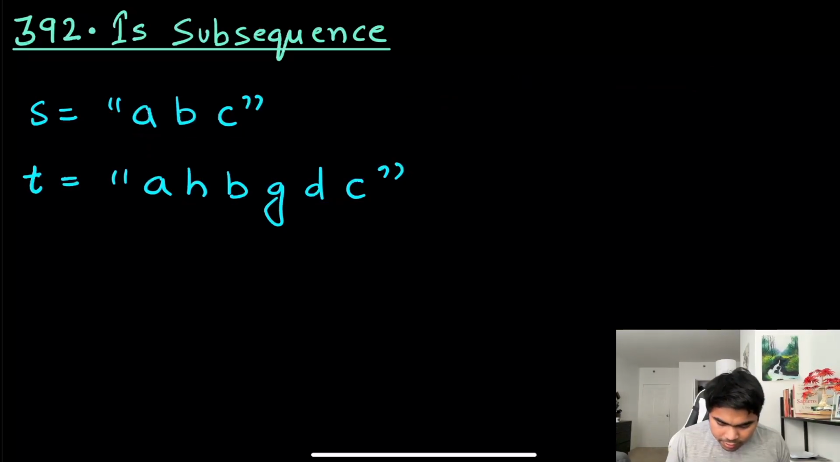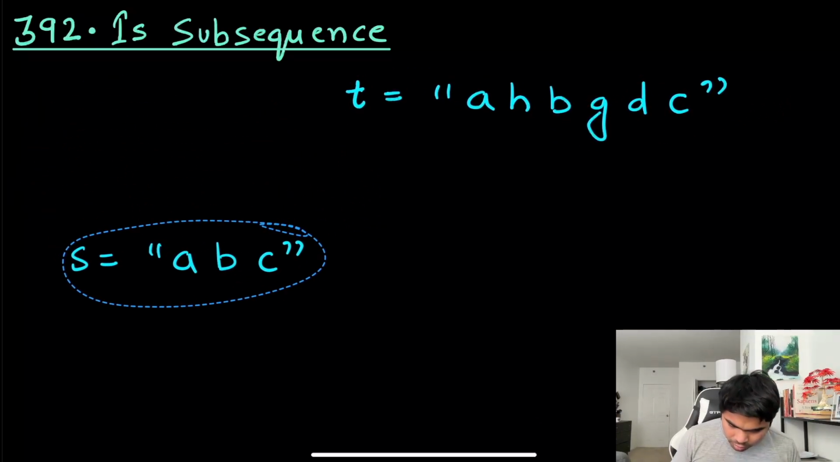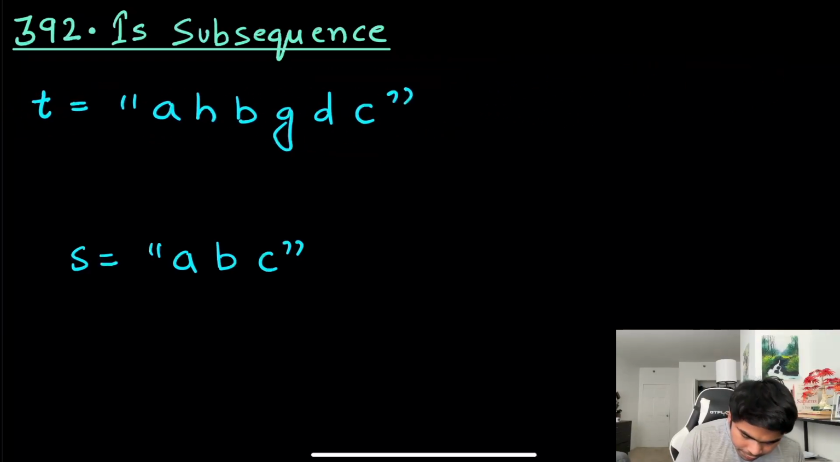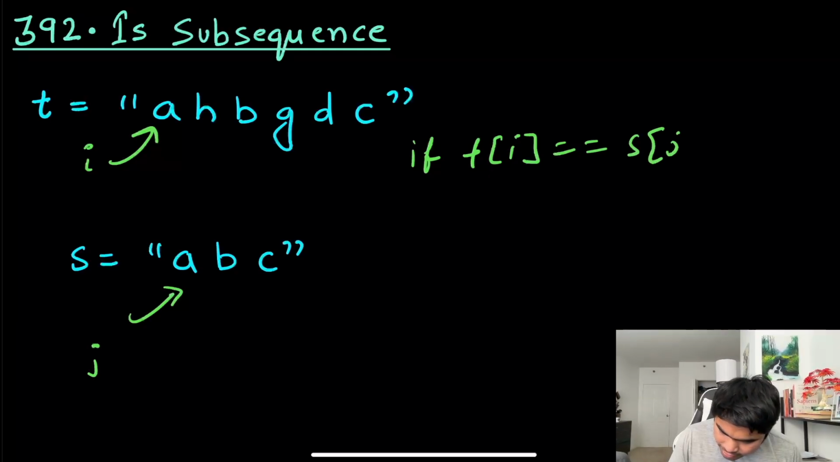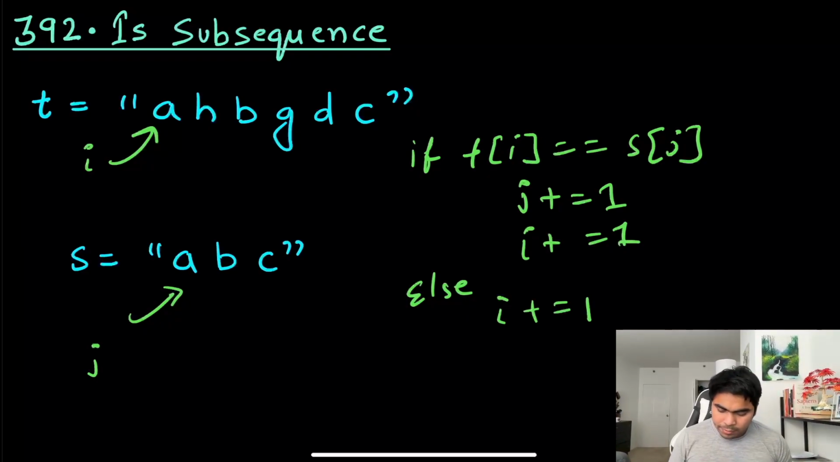Okay, what I'll do is I will switch this order, and I will iterate over T. So I will have an I pointer pointing to the beginning of T, and then I'll have a j pointer pointing to the beginning of S. If Ti equals Sj, then you will increment j plus equals 1. Then you will also increment I, but else you will increment just I. Okay, you will increment just I.